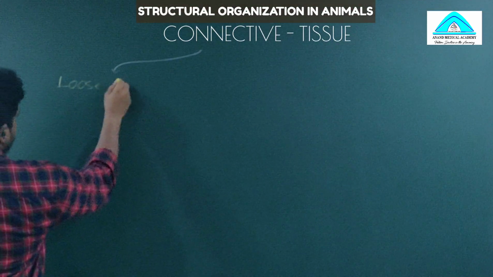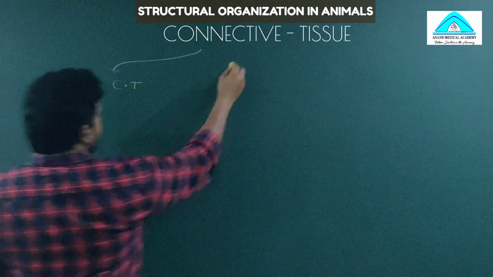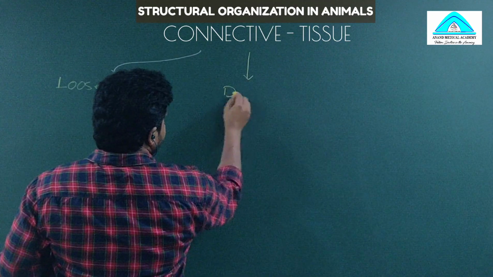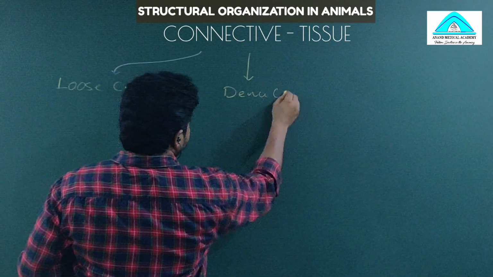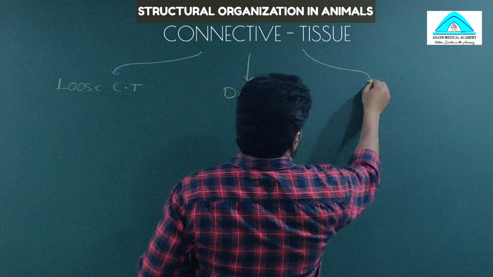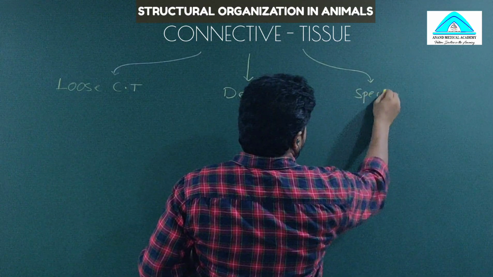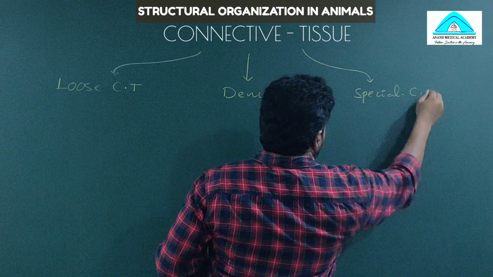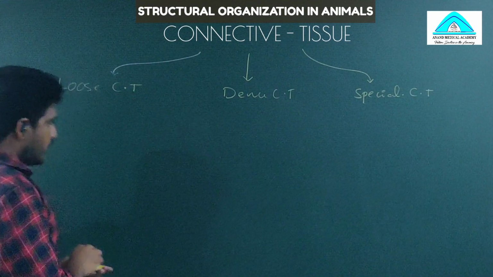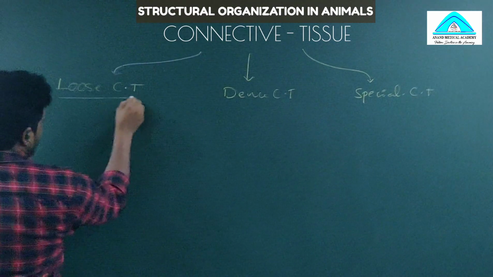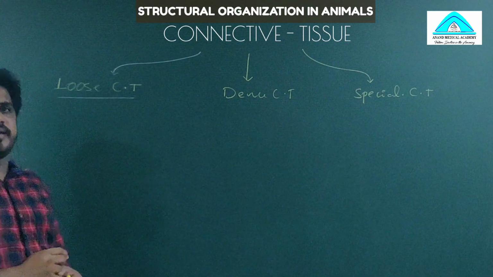First one is loose connective tissue. Second one is dense connective tissue. And third one is specialized connective tissue. On which basis can we call them loose, dense and specialized?